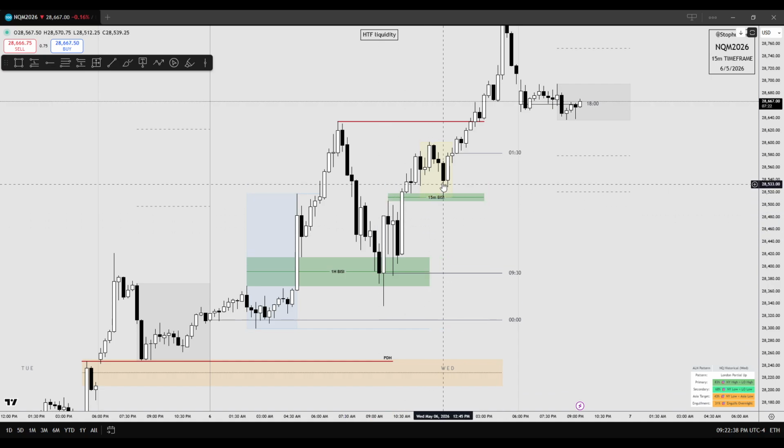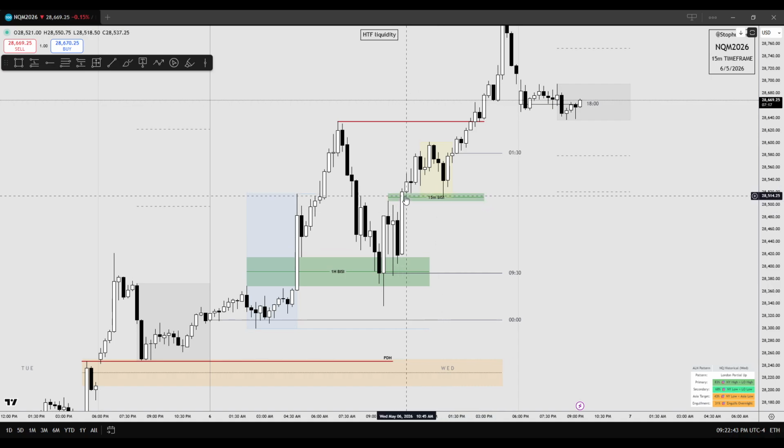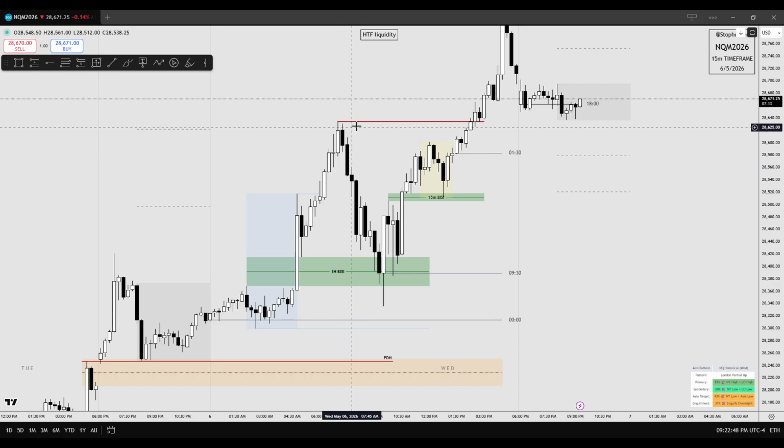And then once again, we have this 15-minute BISI. We tap into the consequent 15-minute fair value gap. This is the BISI right here from this low to this high to this low. 15-minute BISI, consequent encroachment. Rally higher, take out that high.